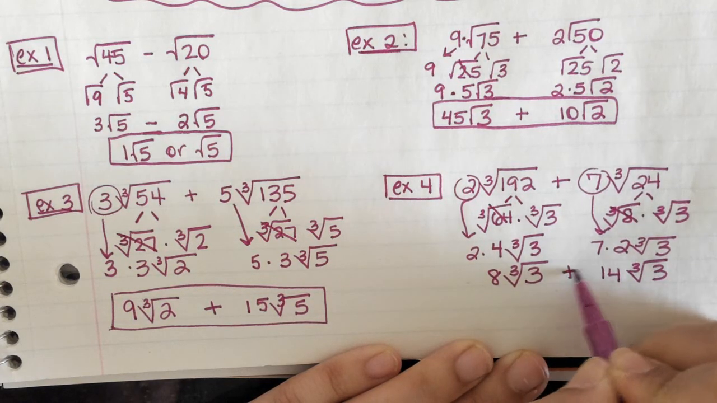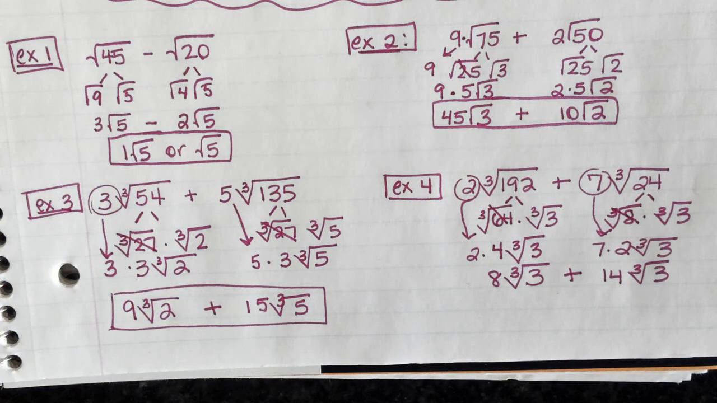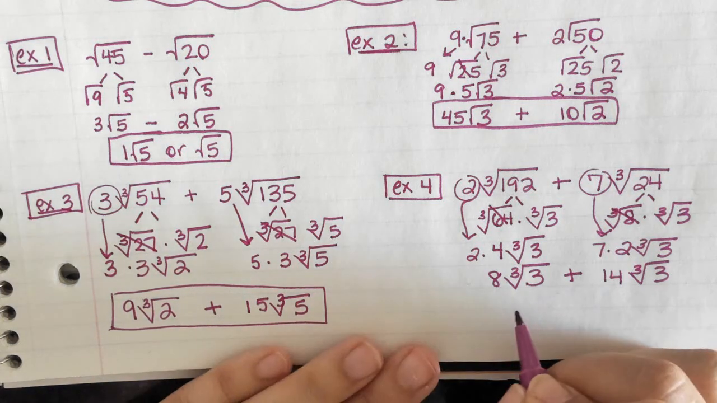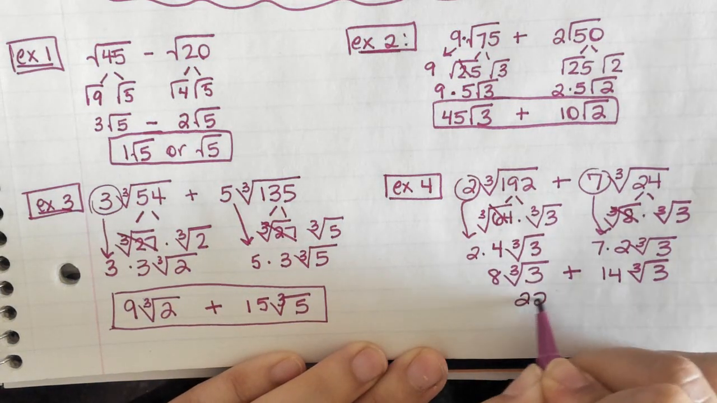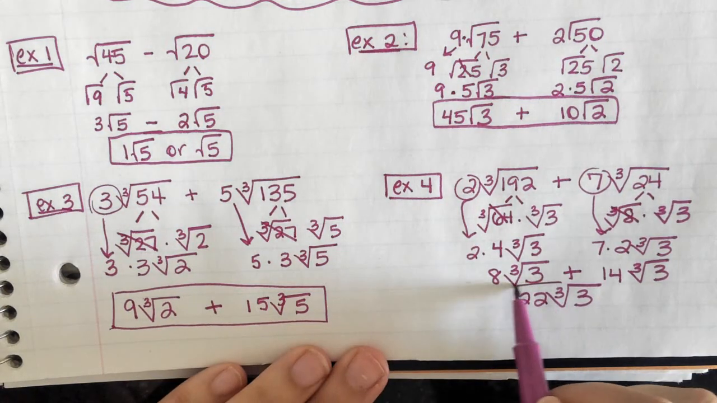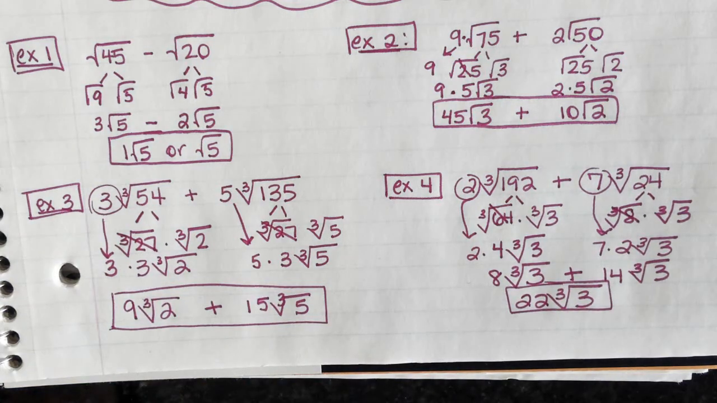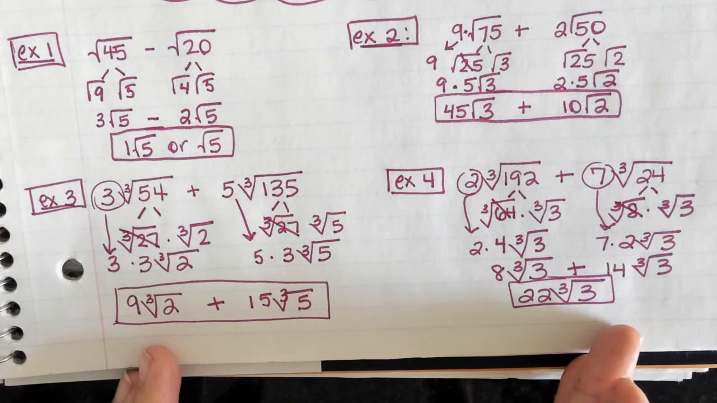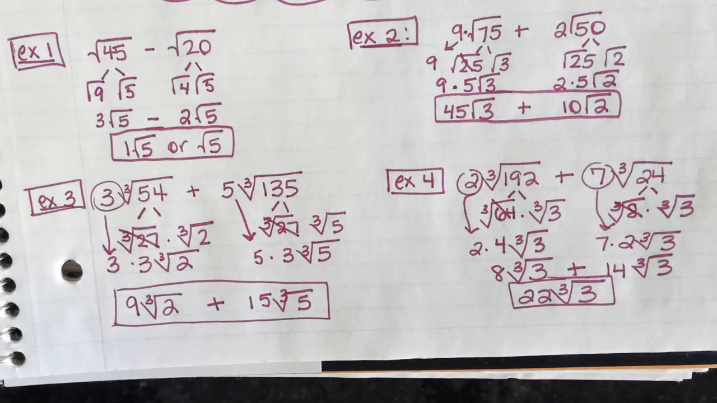There's a plus sign here. Okay, now we are ready to add. And what's great about this is they are the same radical. They are both cube roots of 3s and only that. So because they are cube root of 3, I can actually add the outside. So 8 plus 14 is 22, and I'm just going to bring down the cube root of 3. And there you go. We have added and subtracted square roots and cube roots.